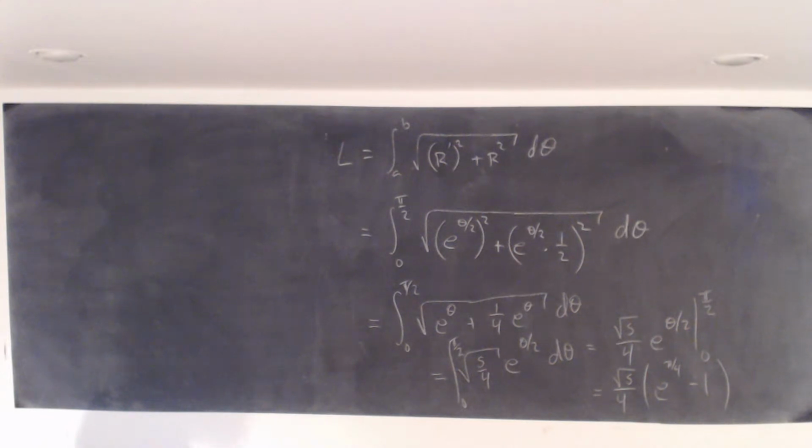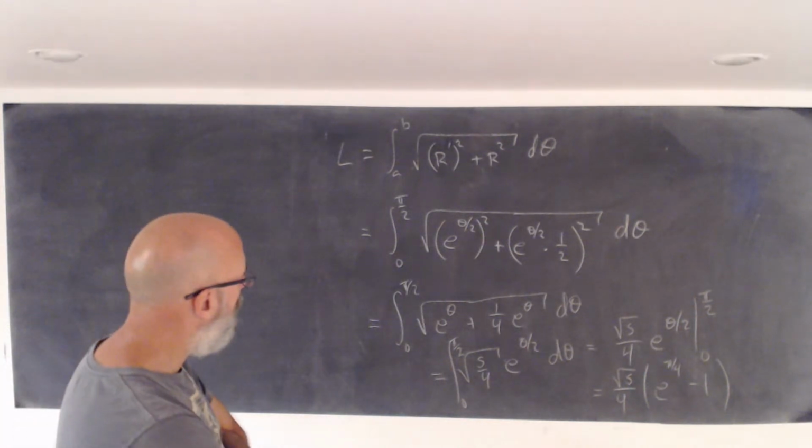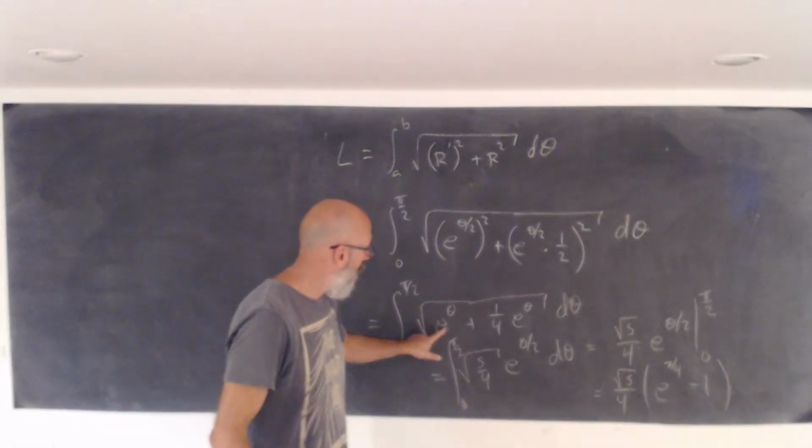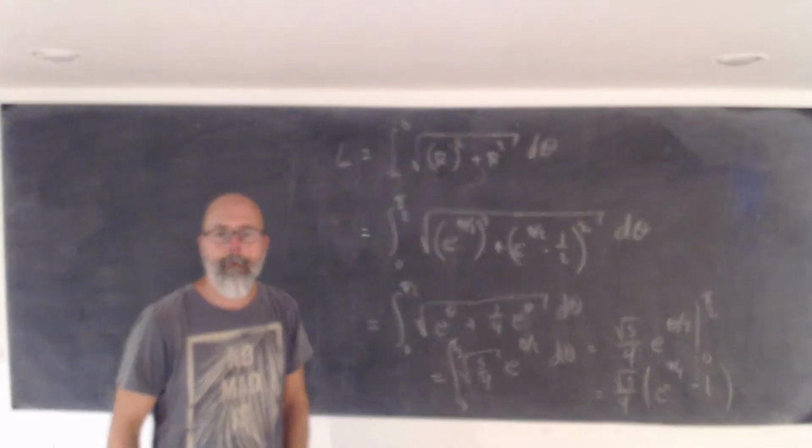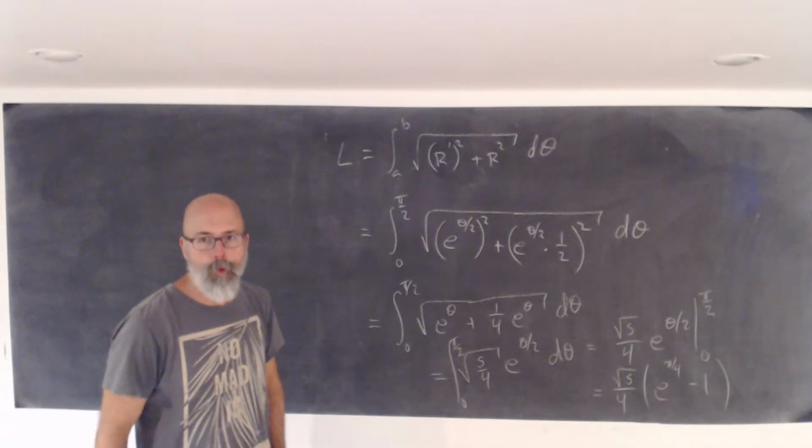All right. Let's ask the question. Well, is there a question to ask? How did I get the 5? Factor out an e to the theta, you get a 1 plus 1/4, which is 5/4.